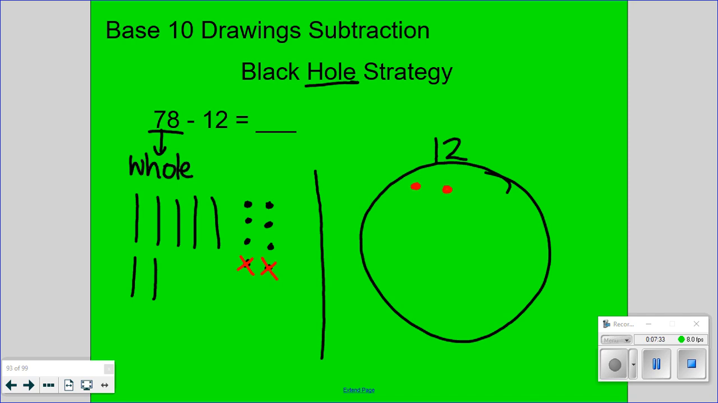Does that make sense what I did? What else do I need to take in order to make 12 in the black hole? It's not a trick question. Mackenzie? A 10. So I'm going to cross out a 10. And I'm going to put it in my black hole. Do I have 12 in my black hole now? Yes. Now all I have to do is count what's left.